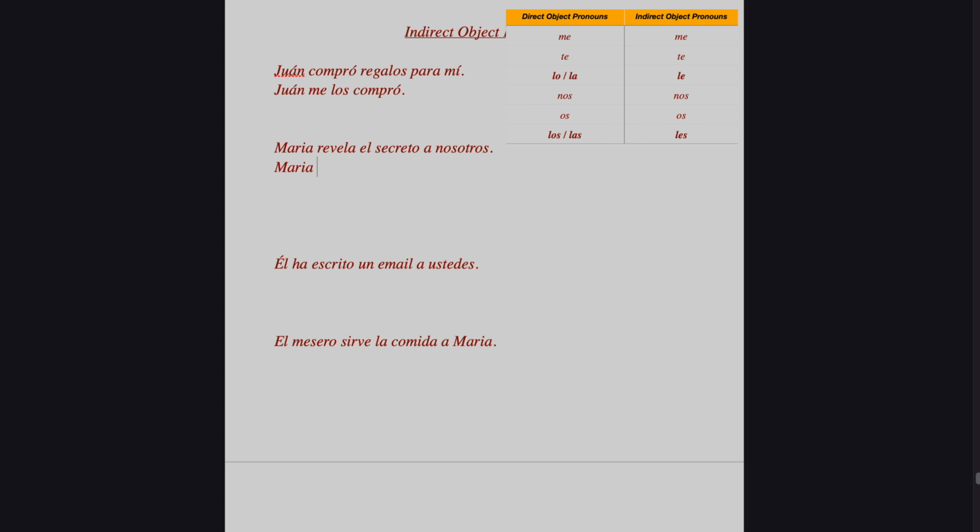So the indirect object comes first, and the corresponding indirect object pronoun is nos. And el secreto is a masculine noun. So I'll go with lo, and I'll just put the verb. María nos lo revela. María reveals it to us.